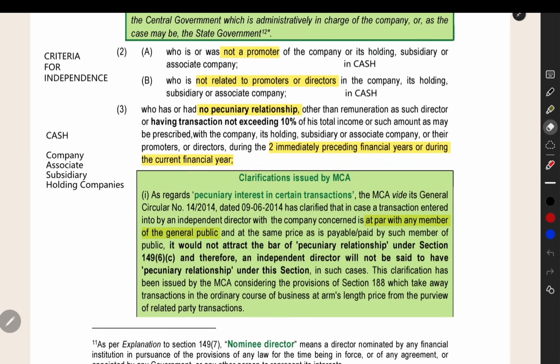You are having some significant monetary relationship with the company. If the monetary relationship which you are having with the company is a transaction which is more than 10% of the total income, then you are not eligible. But up to 10% of total income, then it is okay. Total income of the individual, the person who is going to be appointed as an independent director. This limit you have to follow during the 2 immediately preceding financial years and also during the current financial year. So you should follow this limit. Within 10% of your total income, you can do the transaction, have the monetary relationship, but more than 10% is not allowed.